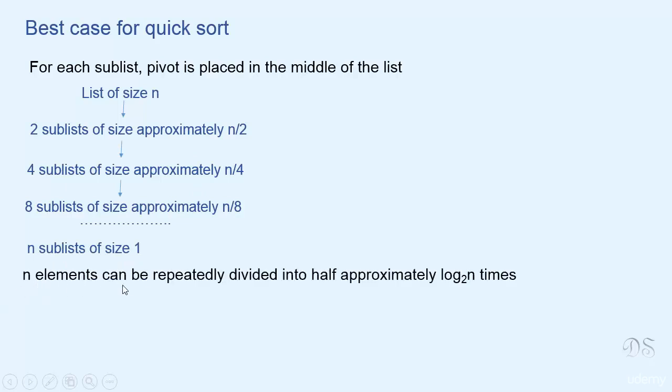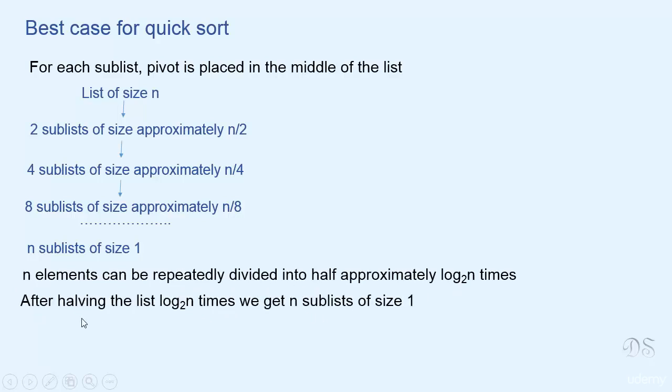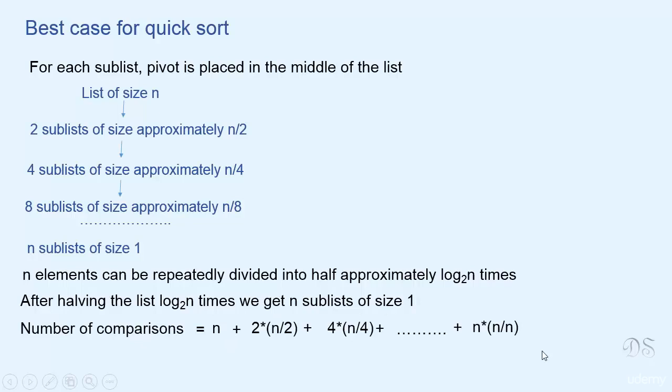Now we know that n elements can be repeatedly divided into half approximately log n times. So after halving the list of n items log n times, we get n sublists of size 1. So the number of comparisons comes out to be this, and this is n log n. So in the best case for quicksort, the performance is n log n.